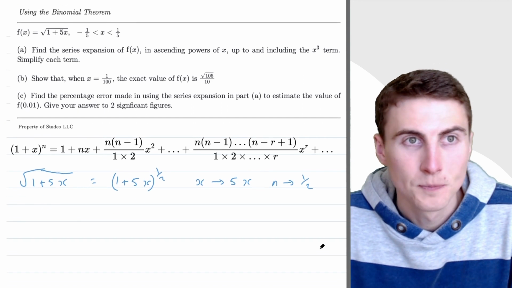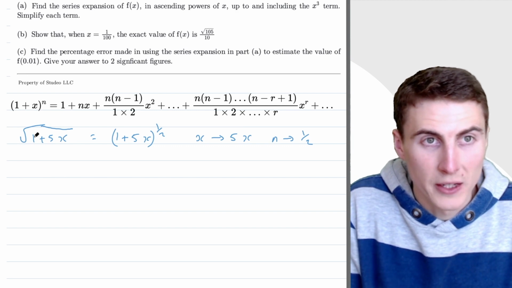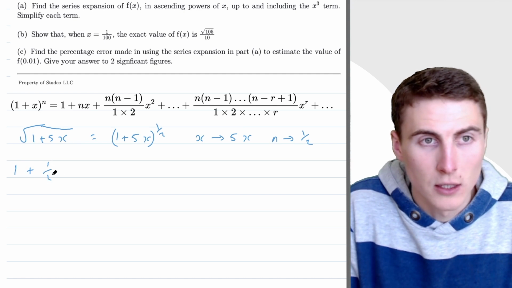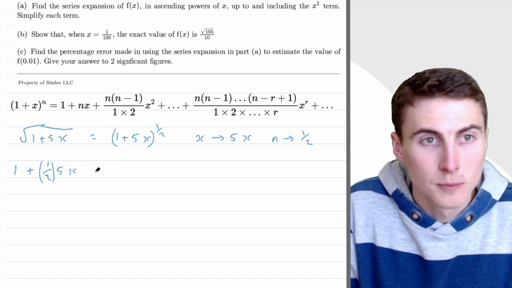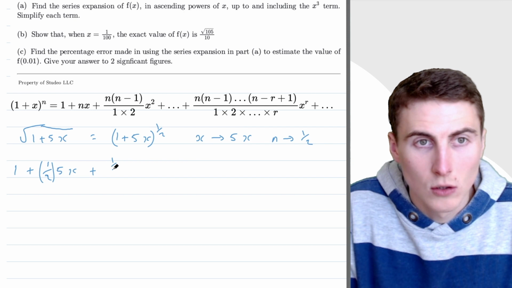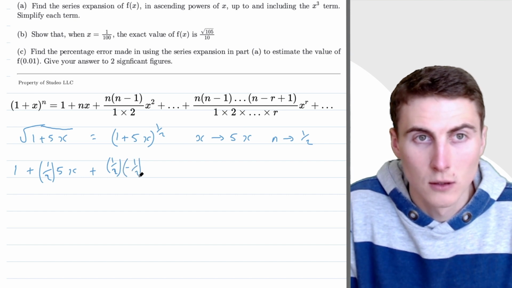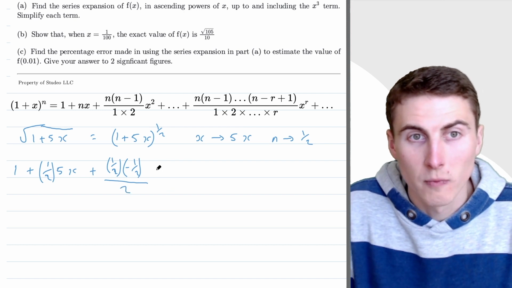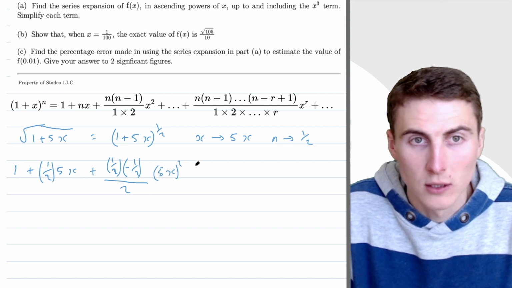So now that we've got that done, we can then move on to actually expanding it. So our first term is going to be the 1. Then we have n times x, so the n is 1/2, and the x is 5x. Then we're going to add 1/2, and then 1/2 take away 1 is minus 1/2, and that's going to be over 1 times 2, which is just 2. And this time when we have x squared, it's the whole 5x that's being squared.